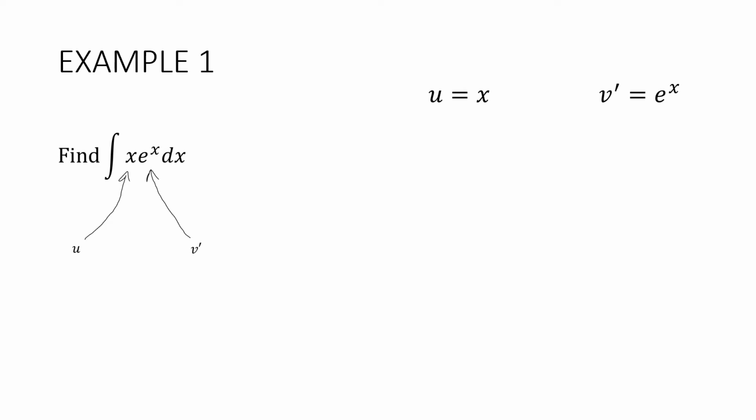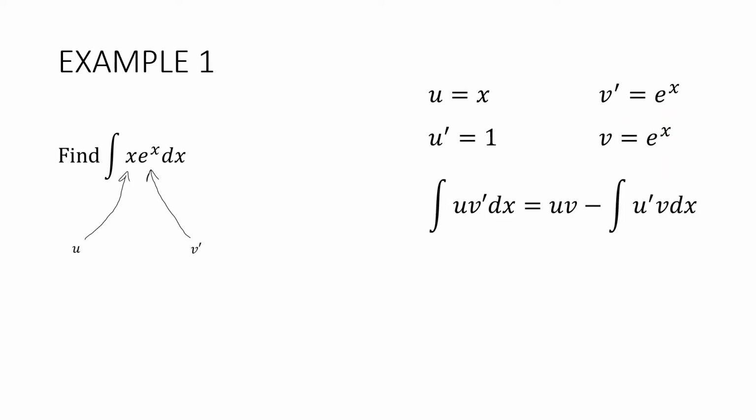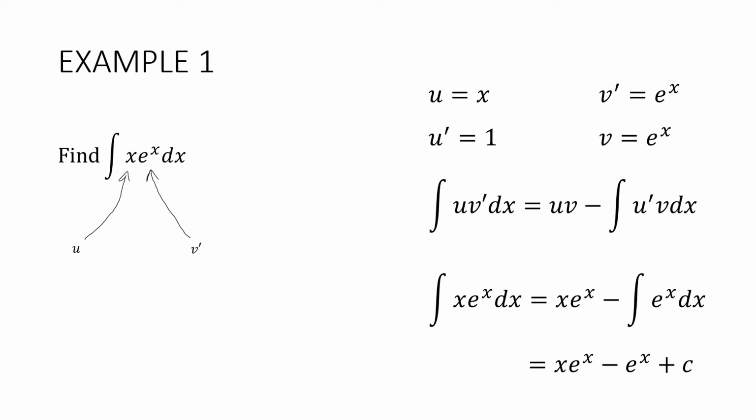u is equal to x, v dash is equal to e to the x. Differentiating this gives us 1. Integrating this gives us e to the x, and we're ready to substitute into the formula, which is here. So it's going to equal u times v. So u times v is x times e to the x. Take away the integral of u dash multiplied by v, which is just e to the x. And you can see how the x has disappeared. And now we can integrate this. So it's just going to be equals x e to the x, take away e to the x plus c.